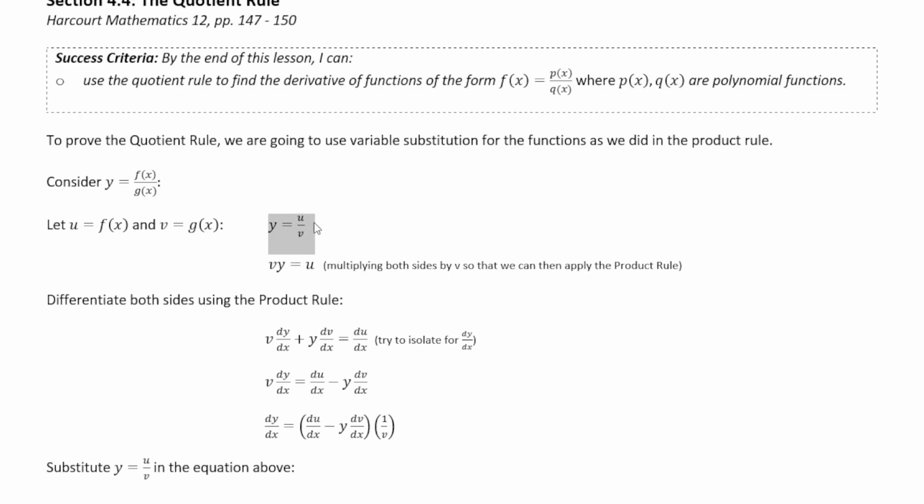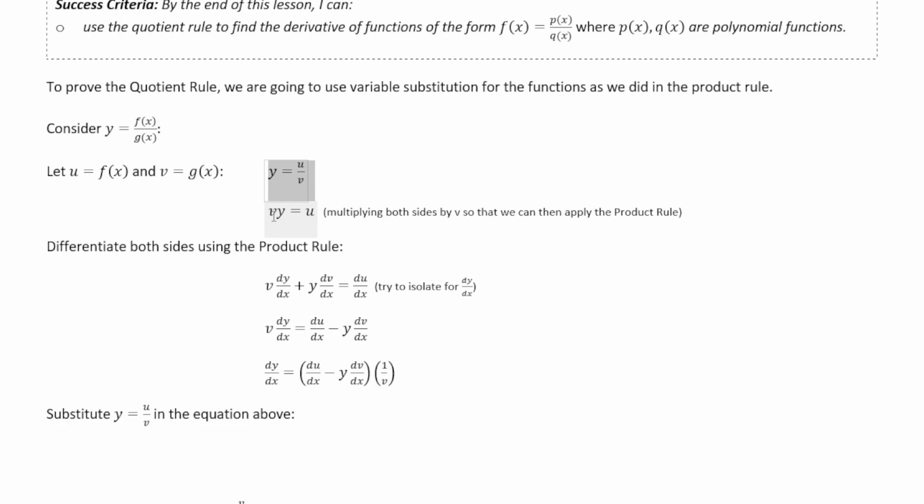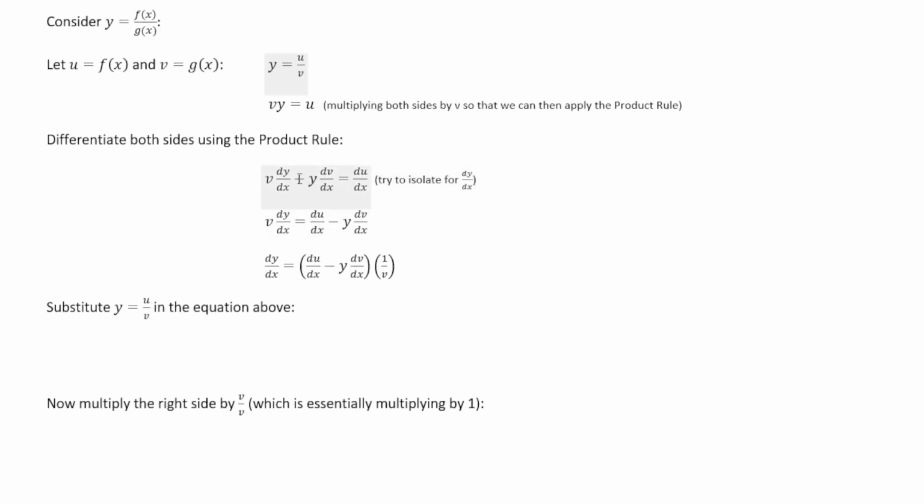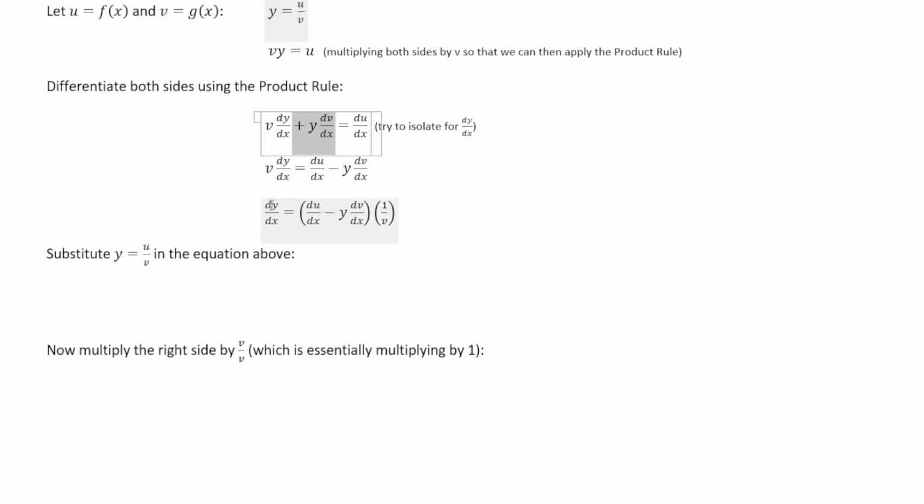We're going to multiply both sides by v, and that will have us with vy is equal to u. Now that we have vy is equal to u, we can differentiate both sides using the product rule. So recall that it is v times the derivative of y plus y times the derivative of v, and that is all with respect to x. I'm going to take this term right here, highlight it, and move it over to the other side so it becomes negative, and then I multiply both sides by 1 over v to get rid of this v right here, and I'm left with this equation right here.